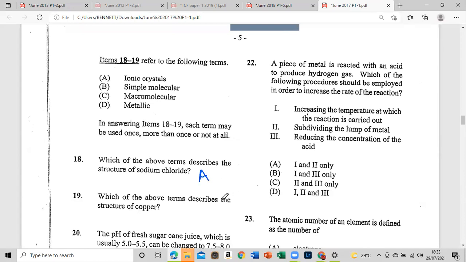19. Which of the following terms describes the structure of copper? And that is the metallic. That is why. Wow, my brother.